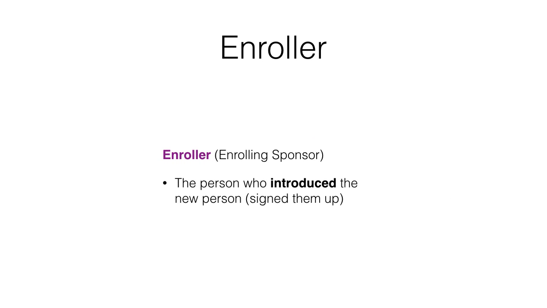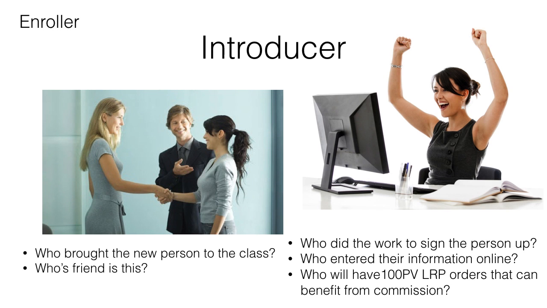I'll first talk about the enroller. The enroller can be seen as the introducer. You can ask the questions: who brought this new person to the class? Whose friend is this? Who did the work to sign this person up? Who entered the information online? Who will have 100 PV LRP orders that can benefit from commission? So for example, say in this first picture, Jack introduced Sally to Patricia. Patricia is teaching a class. Patricia teaches the class and Sally wants to sign up. And so Patricia has to determine who's going to be Sally's enroller.